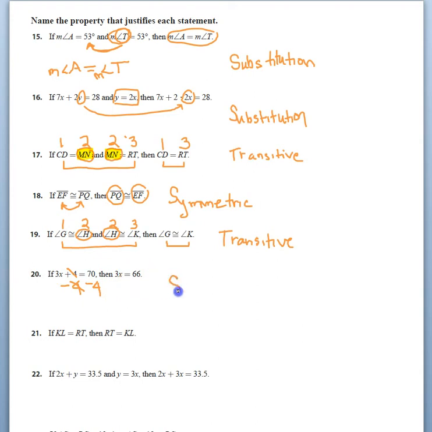So the reason that I did that is because of the subtraction property. So just write subtraction property.